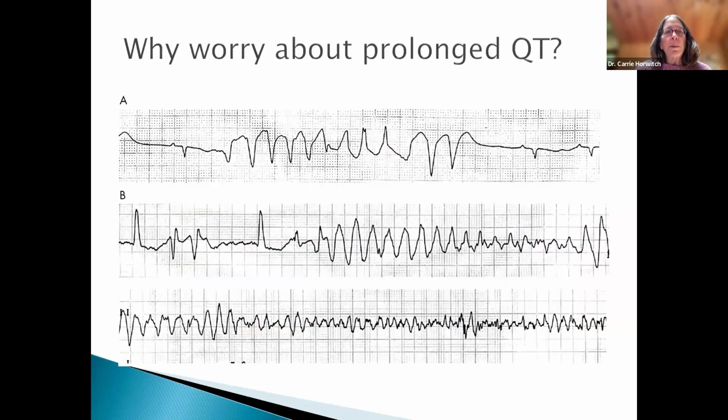And the reason we worry about that QT prolongation is because QT prolongation can contribute to this finding, which is torsade de pointes, which is a form of ventricular tachycardia. And the more medications that can prolong the QT, the more concerning it would be that we could create a problem. There are some people who have congenital QT prolongation, but many, many drugs can prolong the QT.